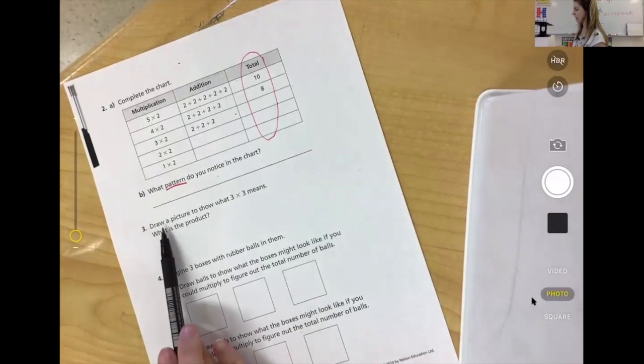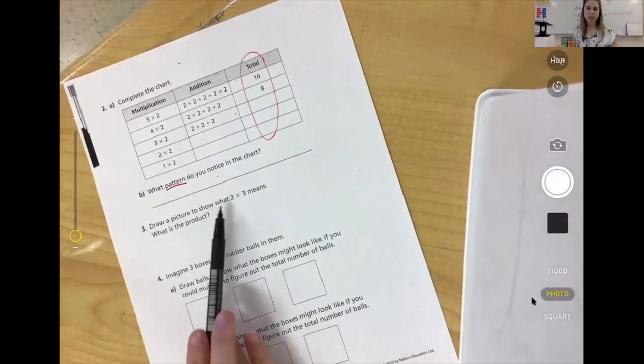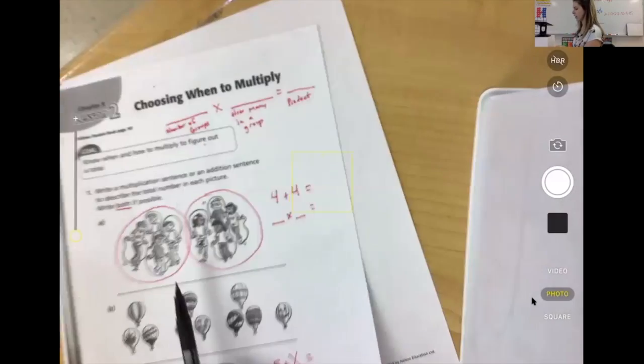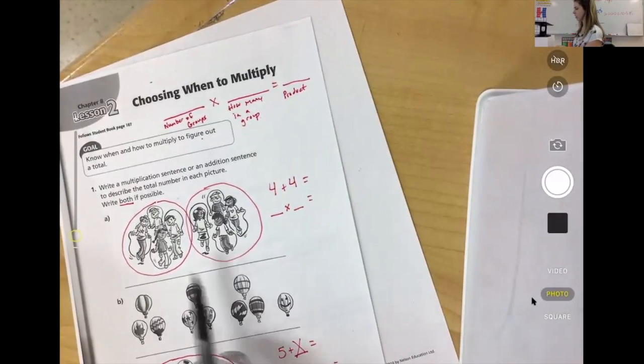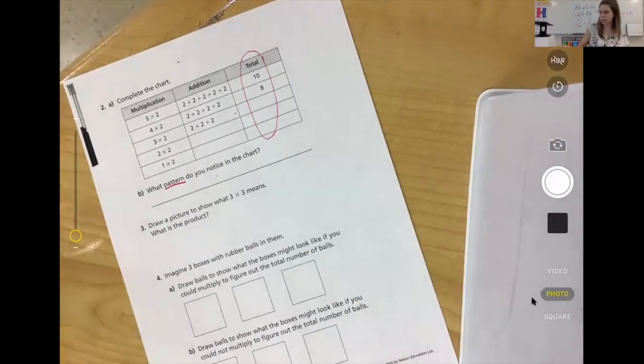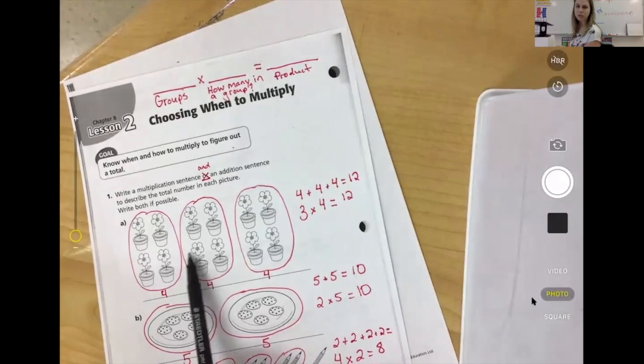Next, you're going to draw a picture to show what 3 times 3 means. Now, we have done this before, so don't get worried. These are the kinds of pictures I want you to draw. So this picture showed, actually I'll go to this one because we've gotten the answers. This picture here of the flowers showed 3 times 4.